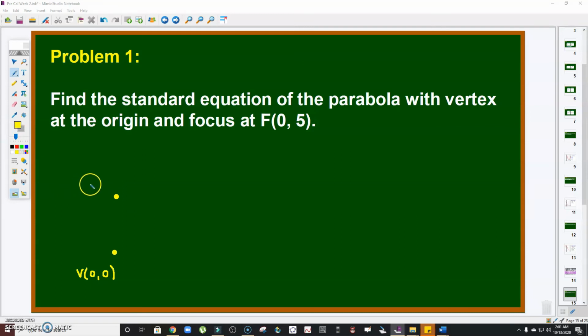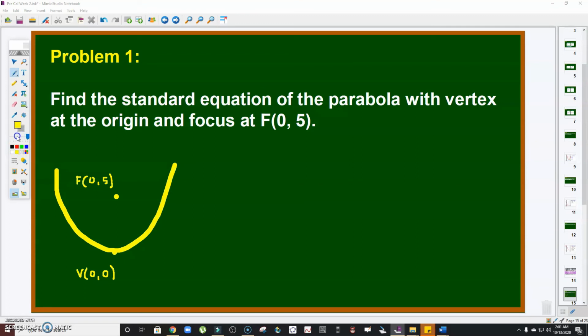No need to draw the Cartesian plane. The point is to have a draft, so you know its orientation. Upward? Downward? Or left or right? Look, the focus lies above the vertex. It only indicates one thing: the focus is above the vertex, so the parabola opens upward.